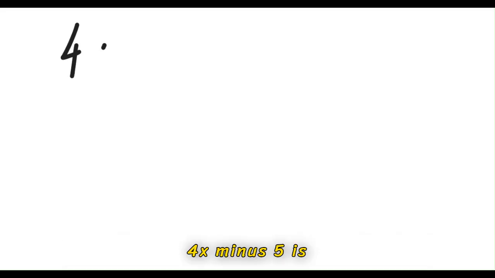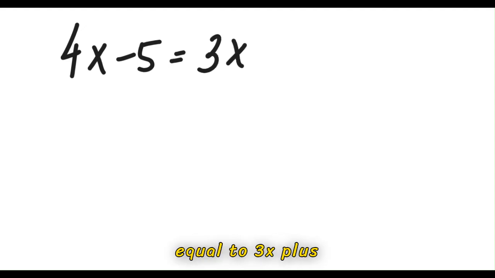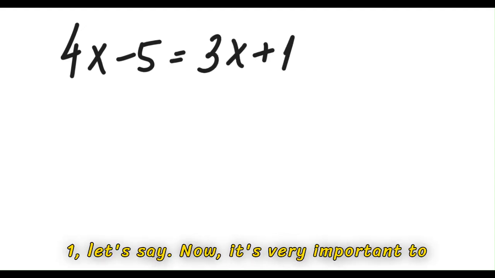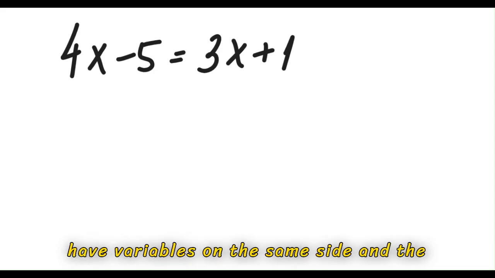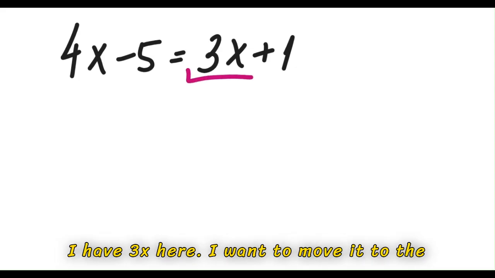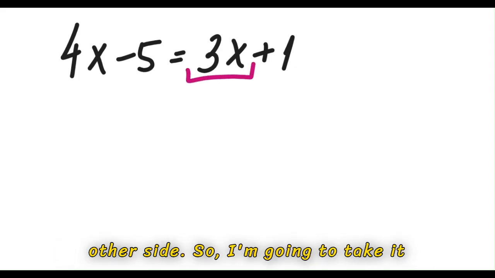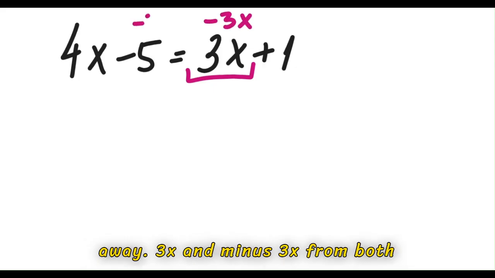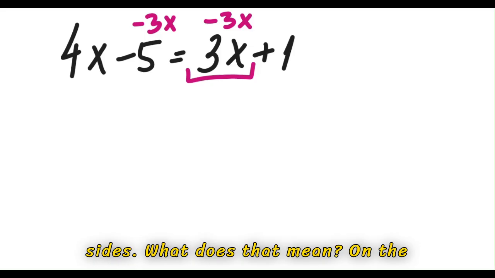What if we have an equation that looks like this? 4x minus 5 is equal to 3x plus 1, let's say. Now, it's very important to have variables on the same side and the numbers on the other side. So basically, I have 3x here. I want to move it to the other side. So I'm going to take away 3x, minus 3x from both sides.